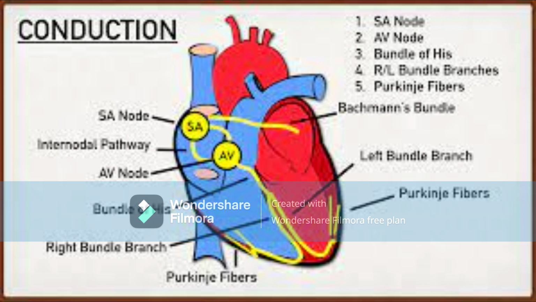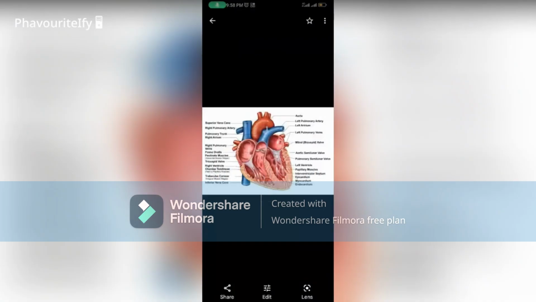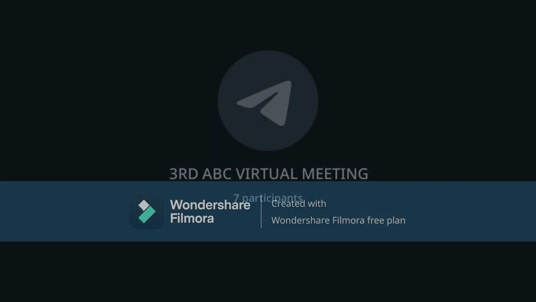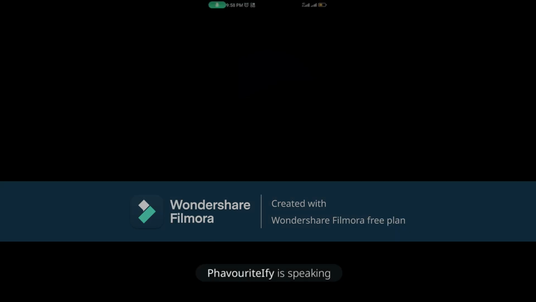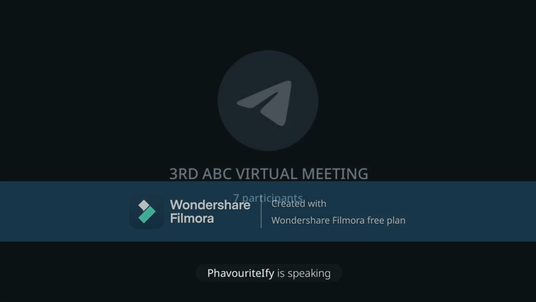The right atrium, that is the SA node. While the AV node acts to delay the impulses, to ensure the atria have enough time to fully inject blood into the ventricles before ventricular systole. That's the function of the AV node. The SA node generates impulses, while the AV node delays the impulses.